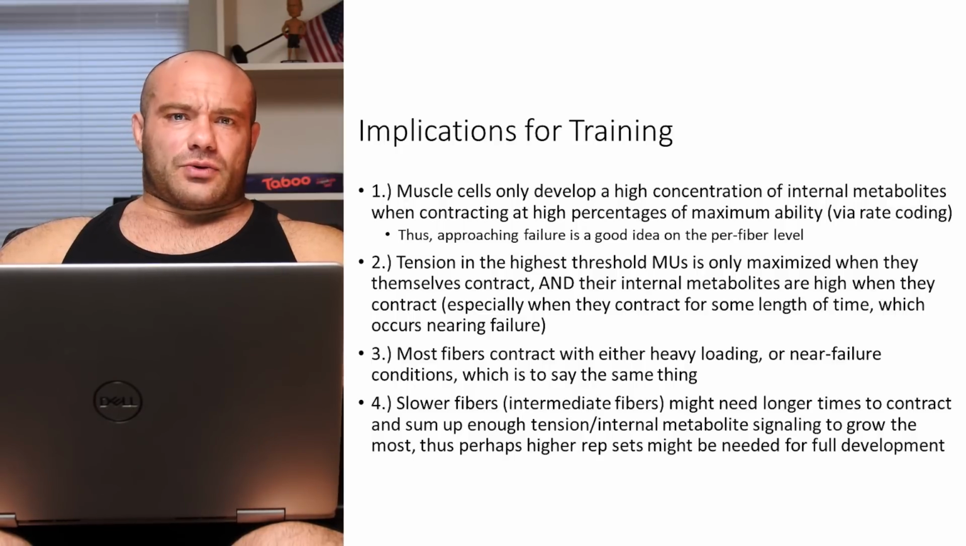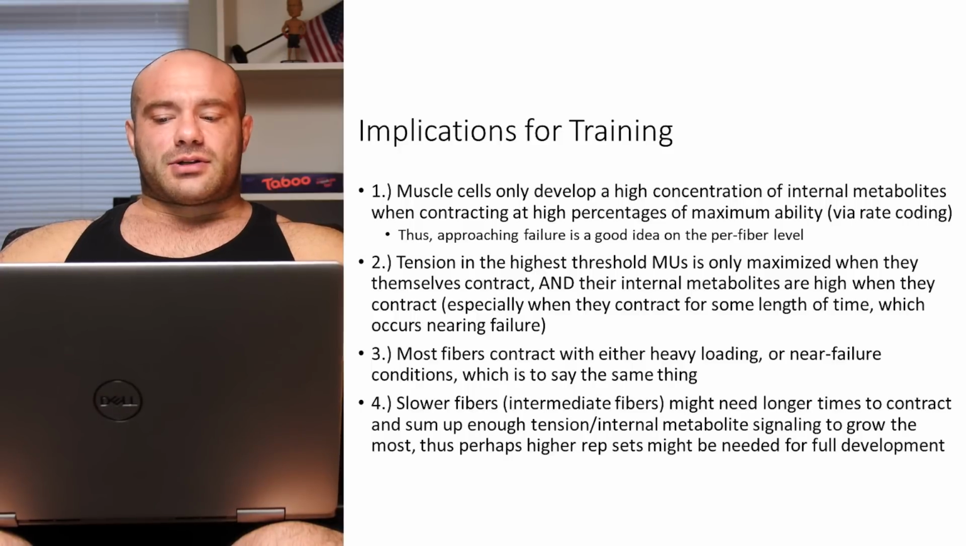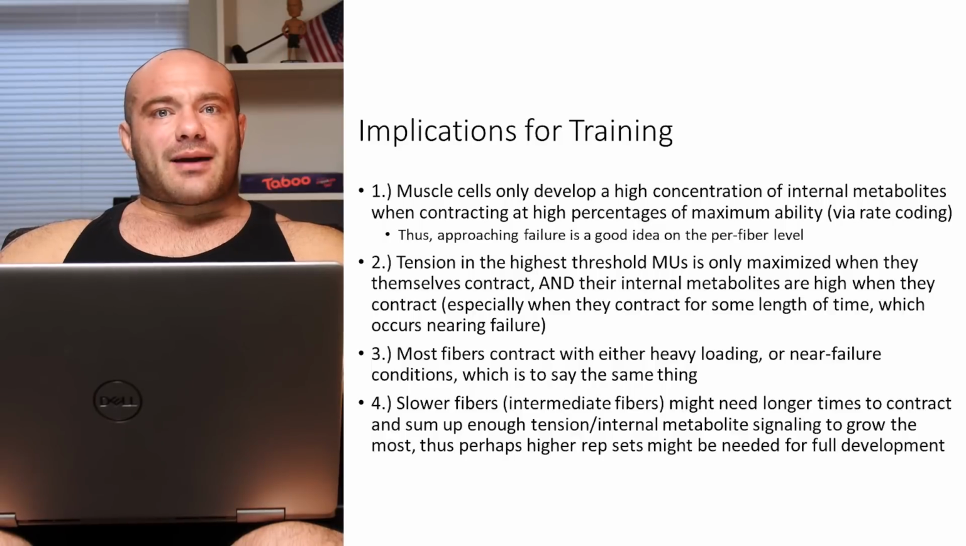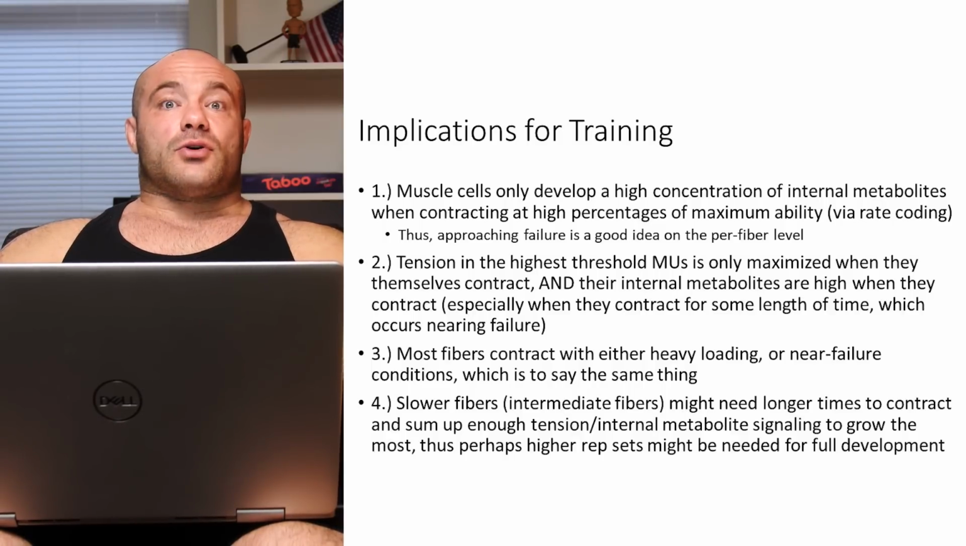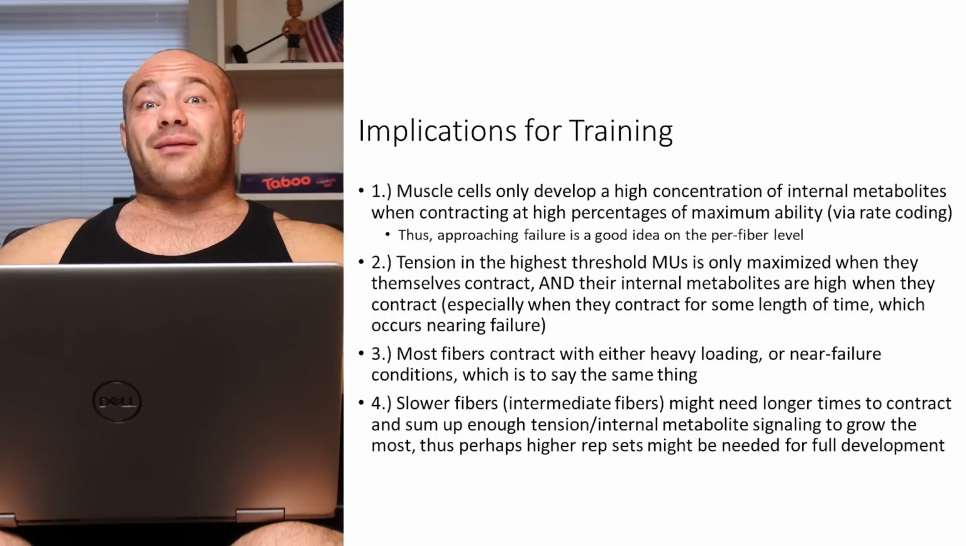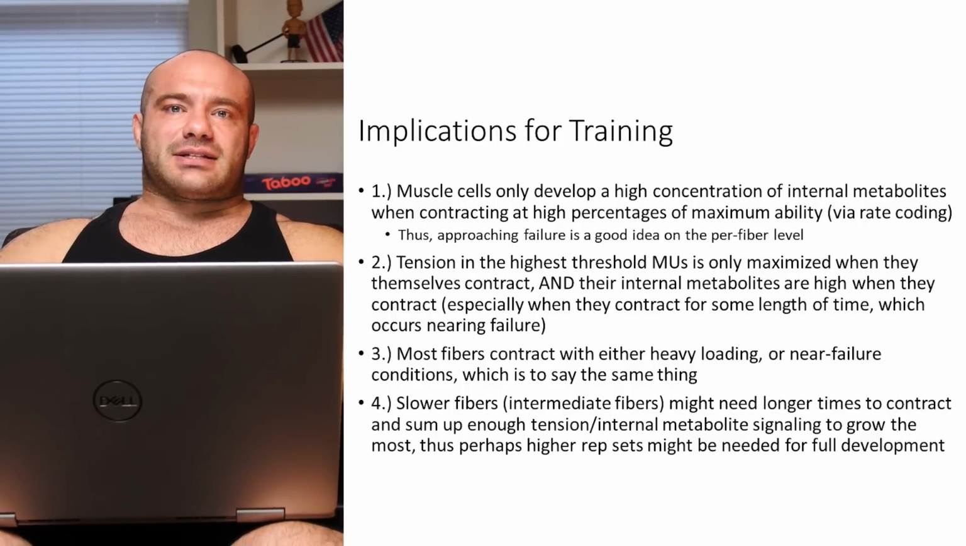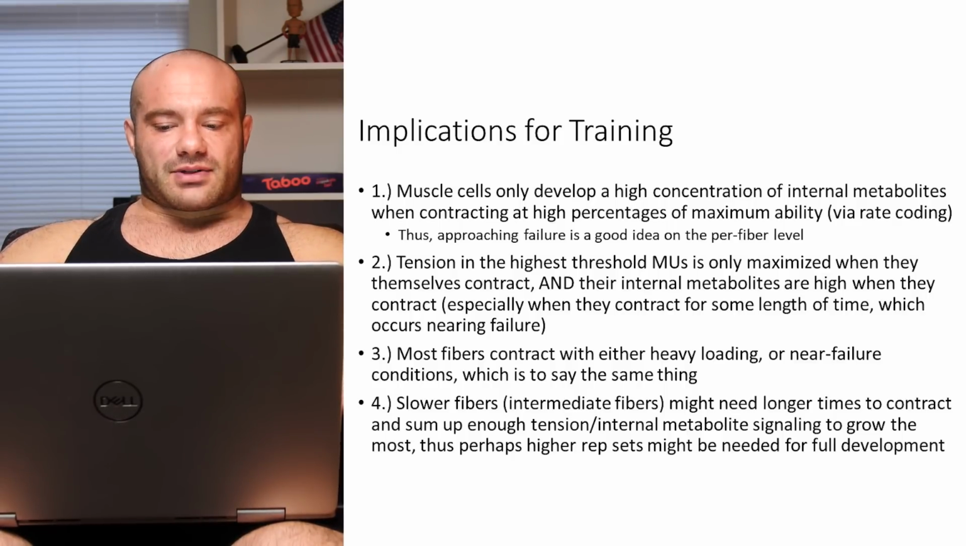Now, this is an interesting idea. It may or may not be true. It's worth considering. Slower twitch fibers or intermediate twitch fibers might need longer times to contract and sum up enough tension and internal metabolites to signal the most growth. Because remember, those fibers churn through metabolites really, really well. They're really high endurance. So to really sum up very high metabolite levels inside them, they might actually need to contract for longer than the faster twitch fibers themselves.